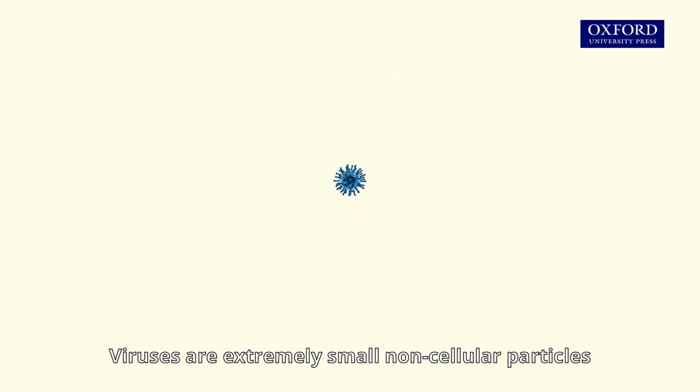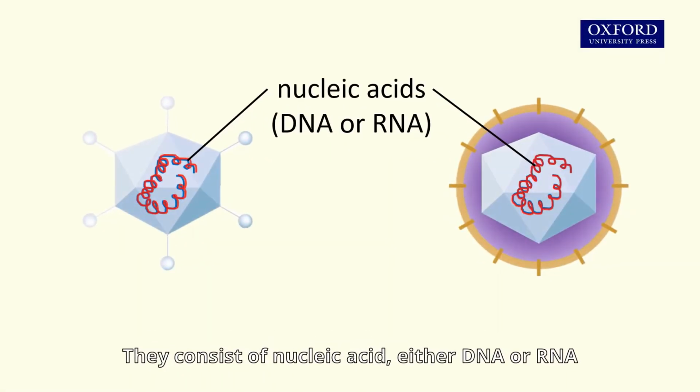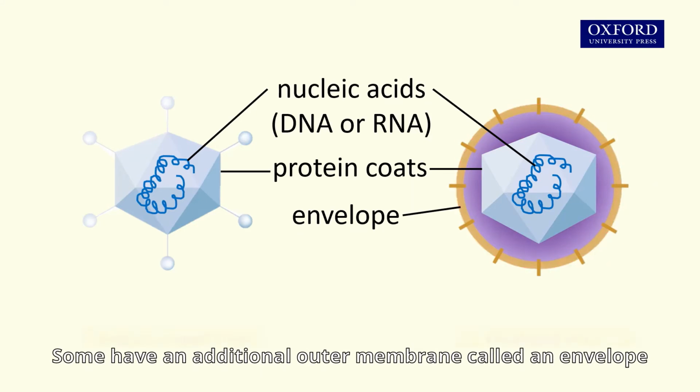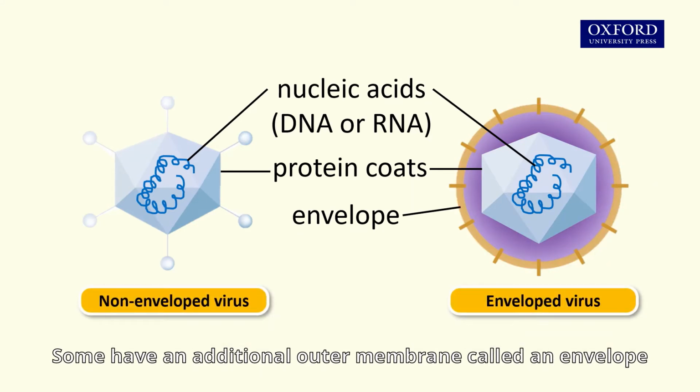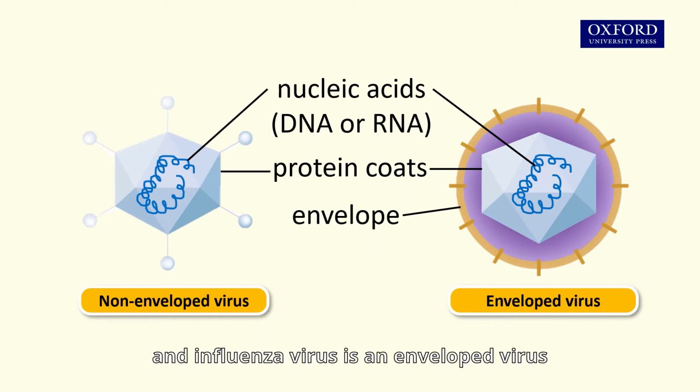Viruses are extremely small non-cellular particles. Most of them can only be observed under an electron microscope. They consist of nucleic acid, either DNA or RNA, surrounded by a protein coat. Some have an additional outer membrane, called an envelope. For example, hepatitis A virus is a non-enveloped virus, and influenza virus is an enveloped virus.